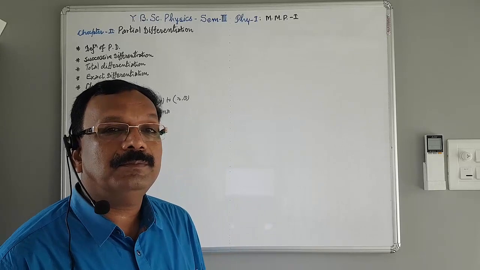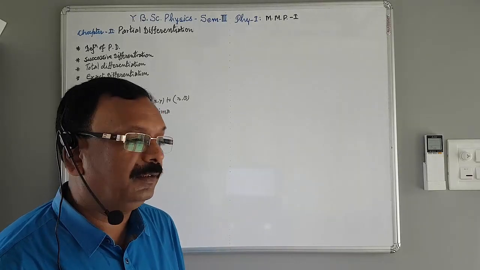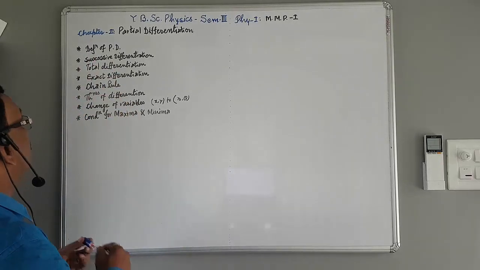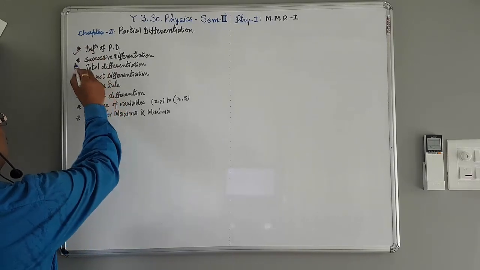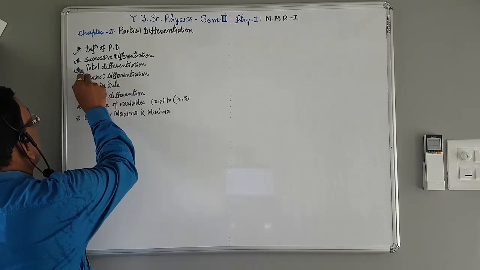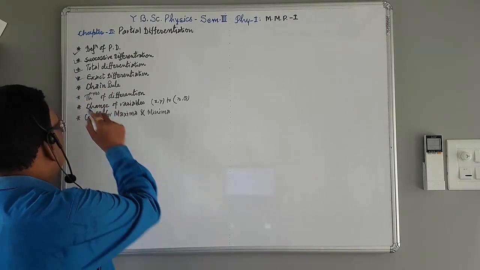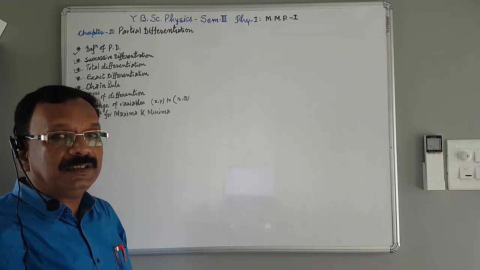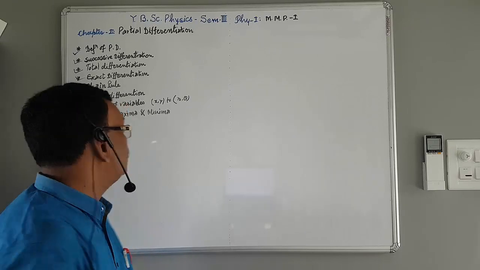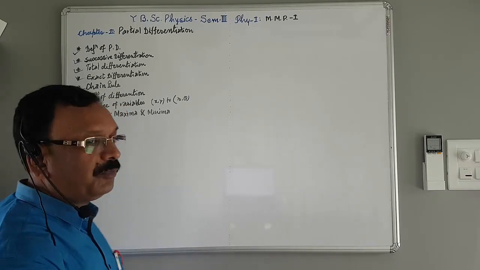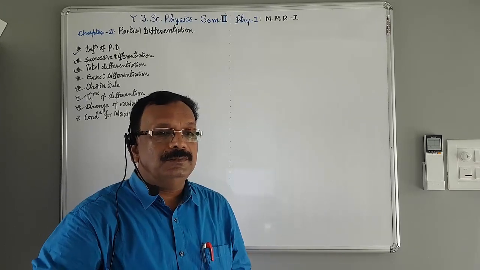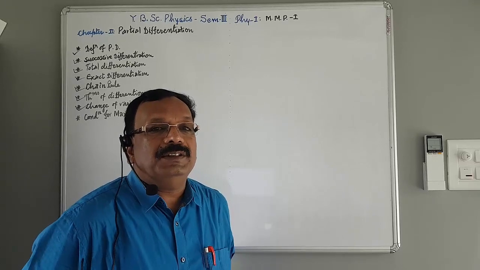Second chapter is partial differentiation, and in this chapter we have to see the definition of partial differentiation, then successive differentiation, total differentiation, exact differentiation, then chain rule, then theorem of differentiation. There are two theorems, then change of variable from Cartesian coordinate to polar coordinate system, and lastly the condition for maxima and minima without proof. Now we should know what differentiation is.